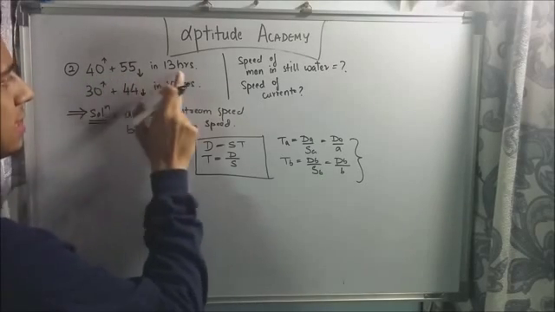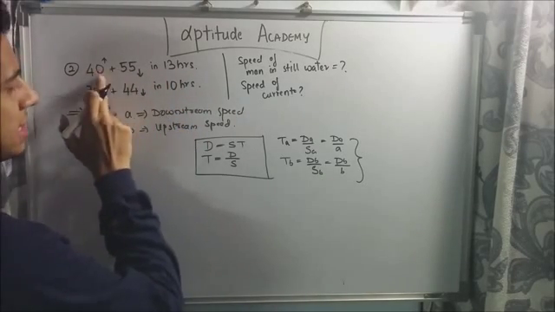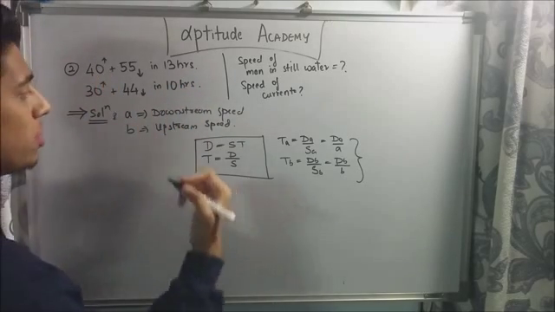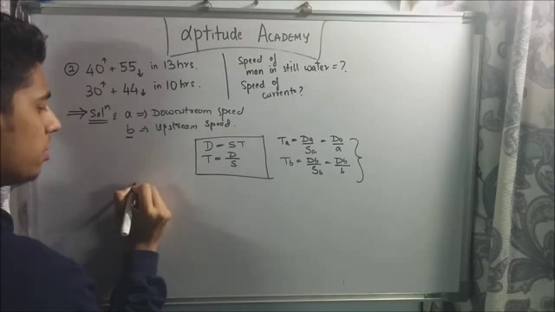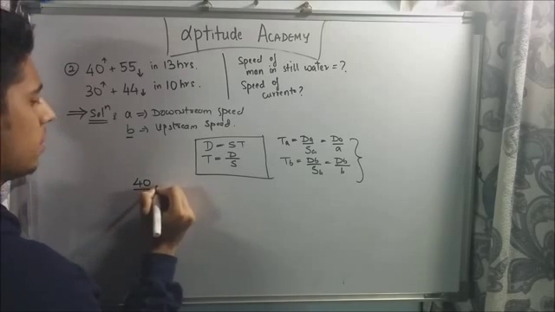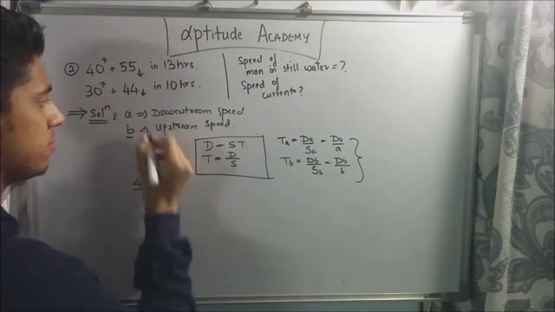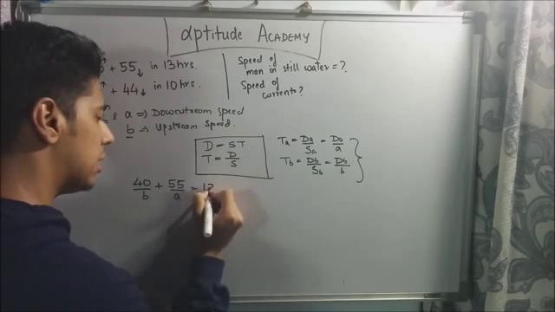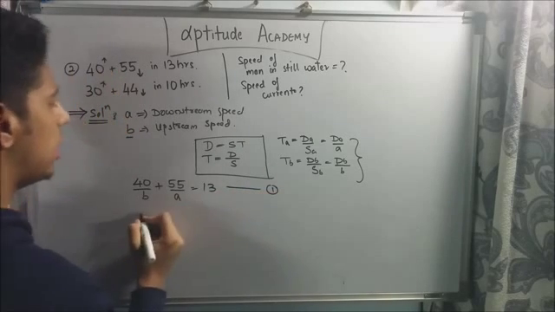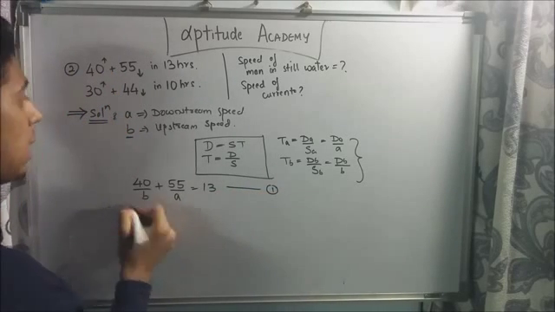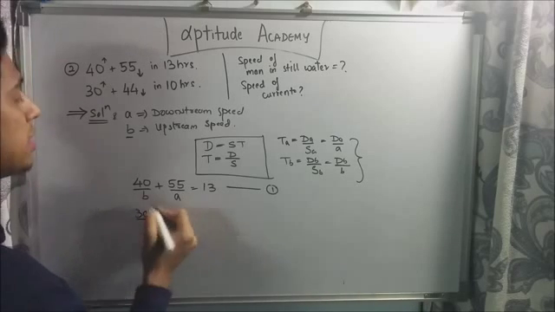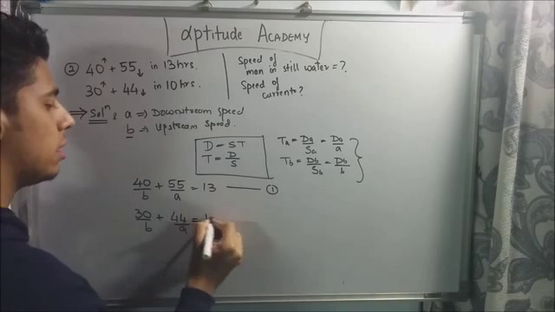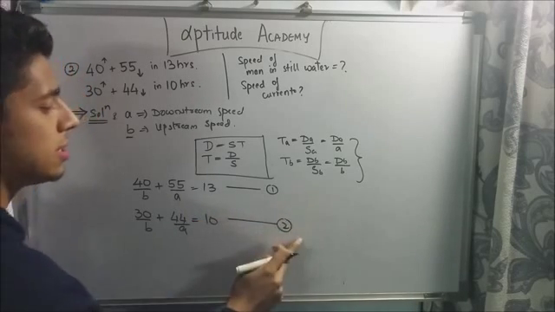So now let's use this and rewrite these equations. So now this is distance, and time. So let's make both the distances into times and write two new equations. So 40 kilometers upstream. What is upstream speed? B. So 40 by B plus 55 downstream, so by A. Now these are both time quantities, is equal to 13. This is your first equation. And the other equation is 30 upstream, so divide by B, plus 44 downstream, so divide by A, is equal to 10. This is your second equation.